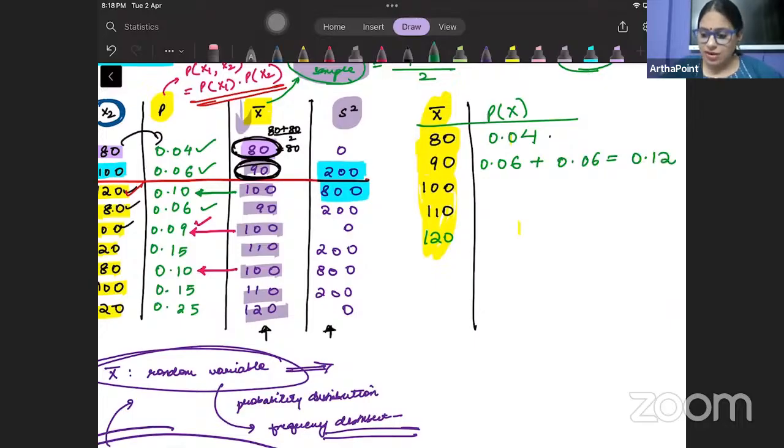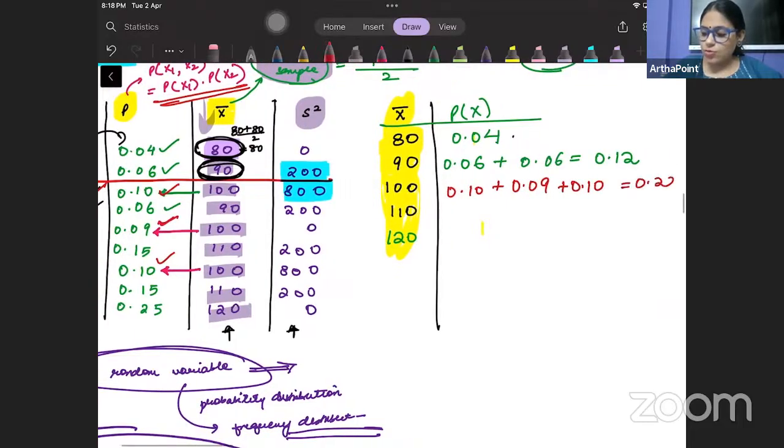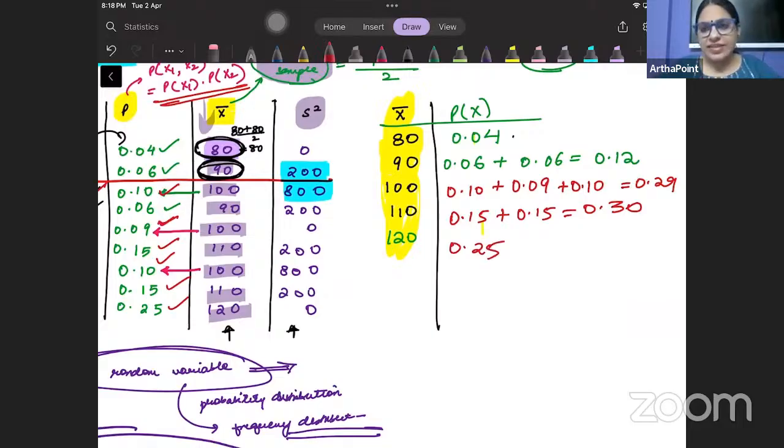The issue is with 100. With 100, I see 0.10, but I see 0.09 here and then again 0.10. So this gives me the answer as 0.29. For 110, it's the same. I see the same number twice. So multiplying or adding gives me the same answer, 0.30, and here I get 0.25. So better add than multiply because we see a difference in the probability in this case.